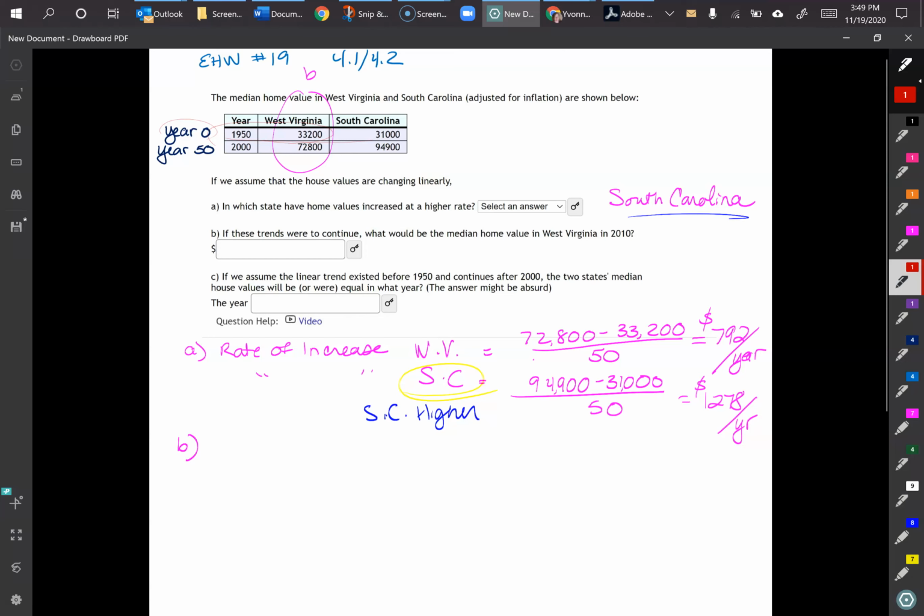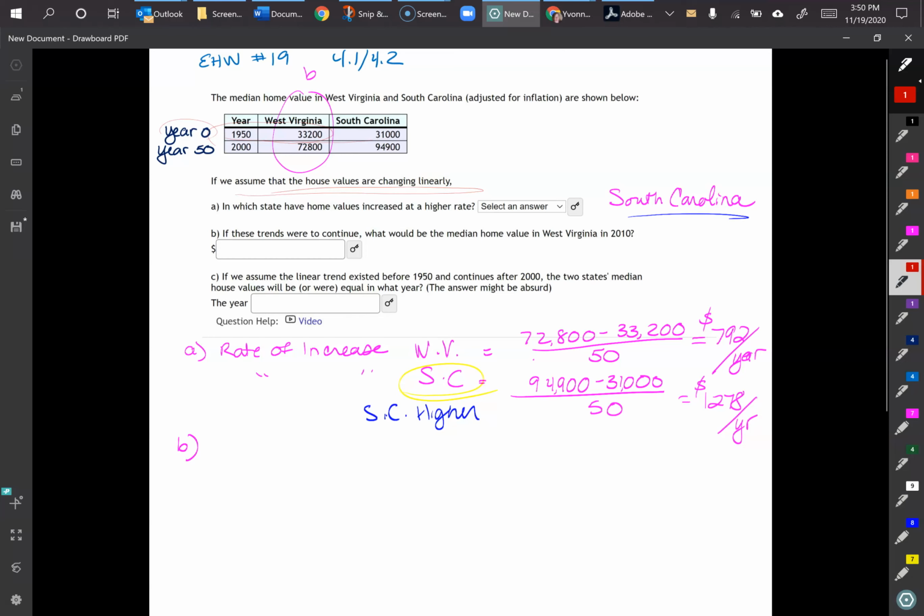That's really helpful. The first question helps us to figure out the slope. If we assume that the house values are changing linearly, we need to know that information because we only have a couple of points, so we really can't tell. That would need to be given to know for sure. Otherwise, you could say average rate of change between these years, and we'd have to be more careful about extrapolating, because it could be exponential. That would be a lot different. So we have, in which state have home values increased at a higher rate? The answer is South Carolina.